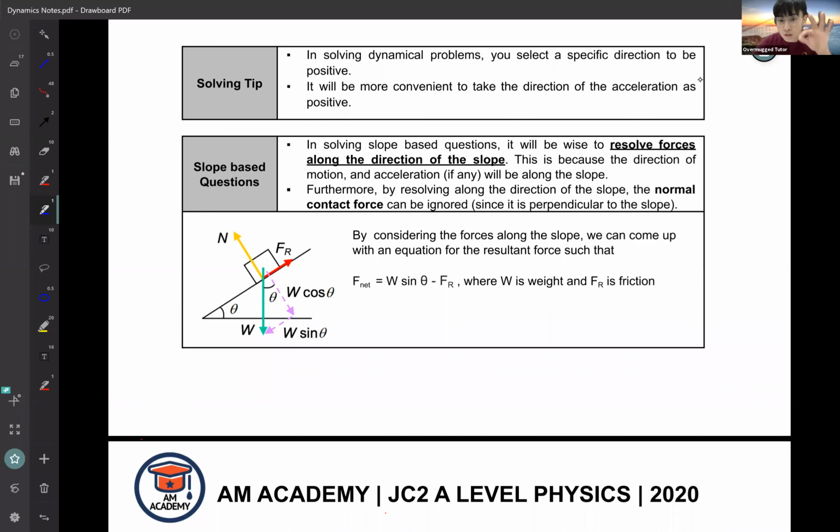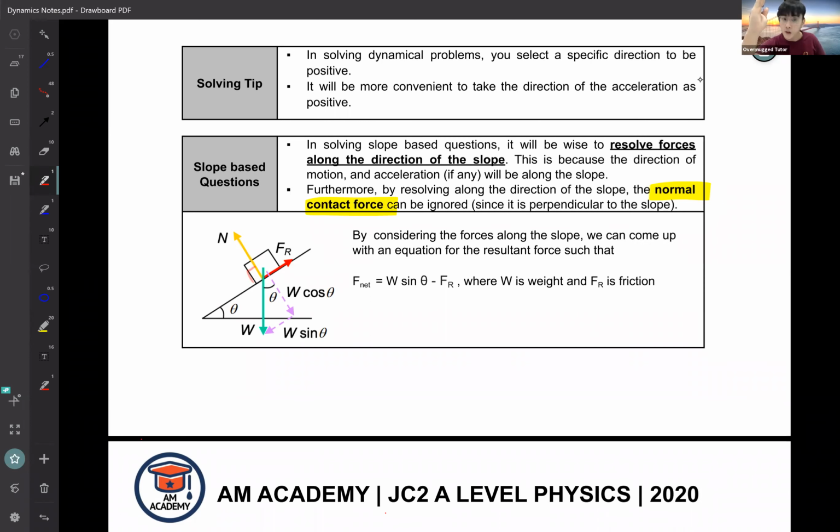The reason why you do this is because the normal contact force, when you resolve it along the slope, disappears. And this one should be clear to you. So let me draw it out. You realize that the normal contact force, as the name implies, is normal. It's perpendicular to the direction of the slope.